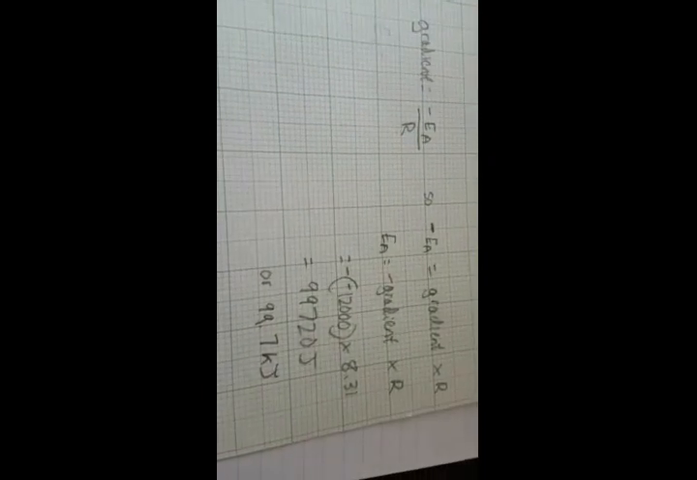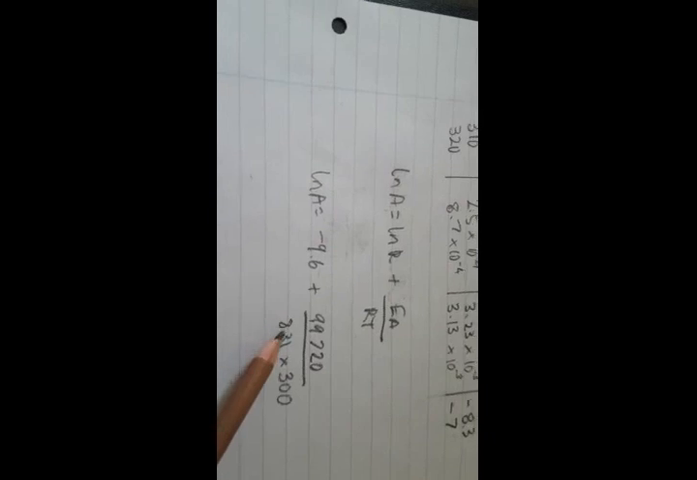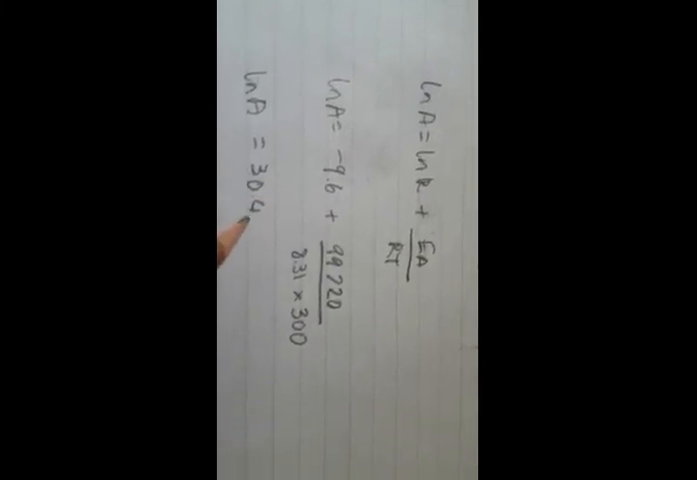I've used minus 9.6 as ln k. I'd previously calculated my activation energy from this. Now I'm using the value in joules, not kilojoules. Vital you use the one in joules on this. That has gone in there over R, 8.31 times the T value, 300. Let's calculate all that. And by my reckoning, that comes to 30.4.